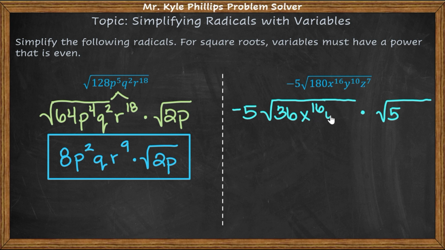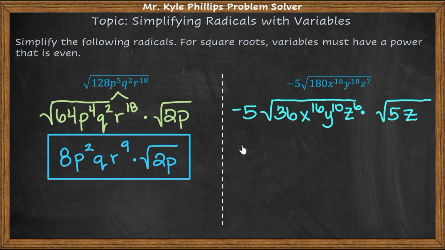Here, 16 is an even number, so I don't have to do anything with it. 10 is even. I don't have to do anything with that. 7 is odd. So I'm going to subtract 1 and put 6 z's over here and leave the remaining z right here. Now, this cannot be simplified. Everything in this can be simplified.